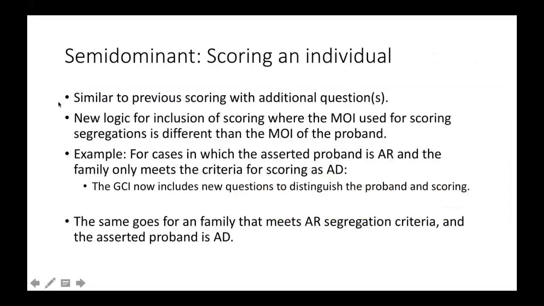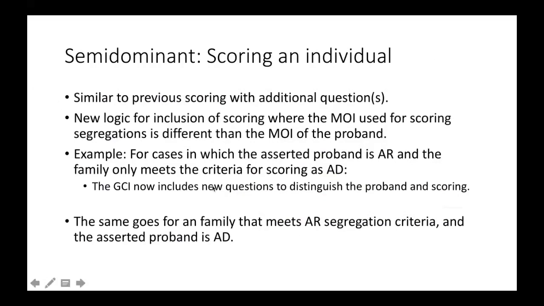Now to move on to scoring an individual. This is similar to previous scoring, again with some additional questions and logic. New logic for inclusion of scoring, where the mode of inheritance used for scoring segregations is different than the MOI for the proband. For cases in which an asserted proband is autosomal recessive, but the family meets the criteria for scoring as autosomal dominant, you can still score those separate modes of inheritance between the proband and the family.